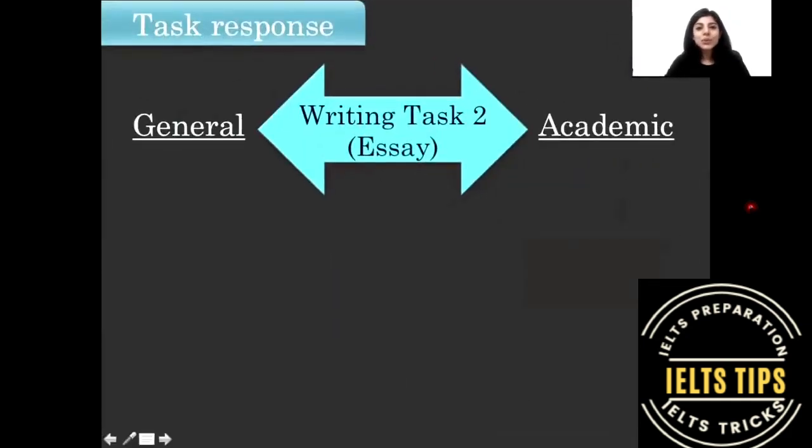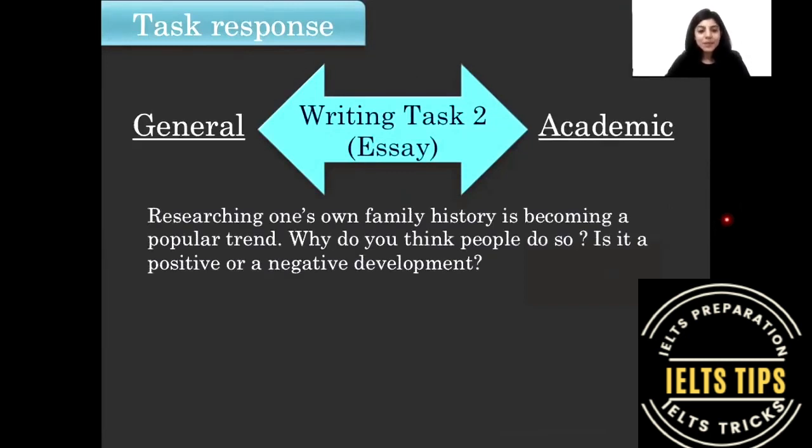Writing task 2, that's an essay in both general and academic tests. The task response is evaluated keeping in mind whether you have responded to all the parts of the topic. For example, your topic is: researching one's own family history is becoming a popular trend. Why do you think people do so? Is it a positive or a negative development?